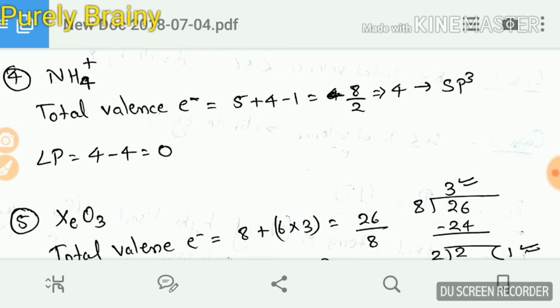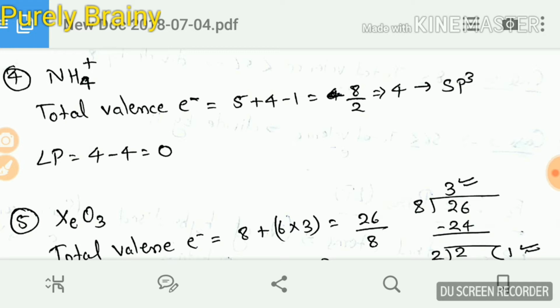Our fourth example is the ammonium ion, NH4+. The total number of valence electrons will be 5 plus 4 minus 1. 5 is the total number of valence electrons in nitrogen, 4 is the total valence electrons of 4 hydrogens, and the plus sign means that nitrogen has donated one electron, so minus 1, that is a total of 8. 8 will be divided by 2, that goes 4. As the number of hybridized orbitals is 4, the hybridization of NH4+ will be sp3.